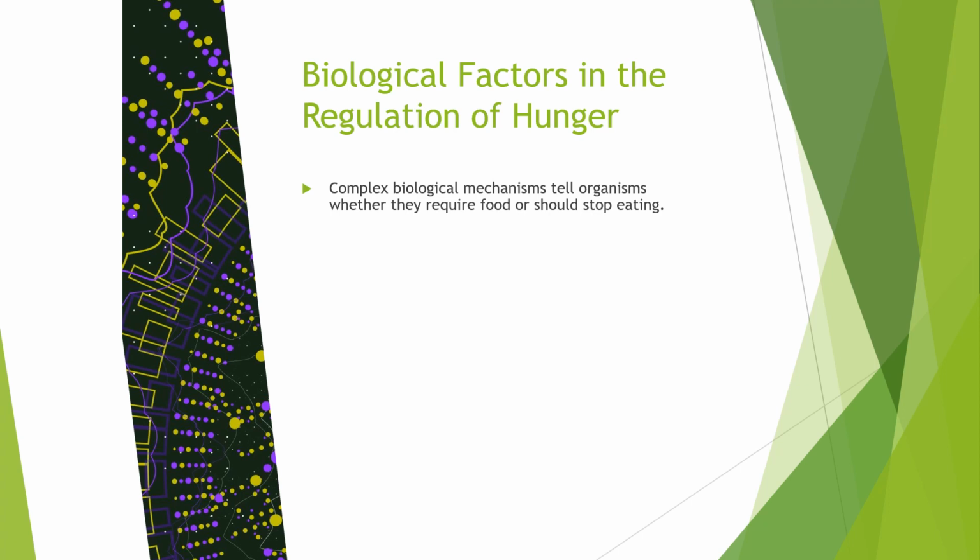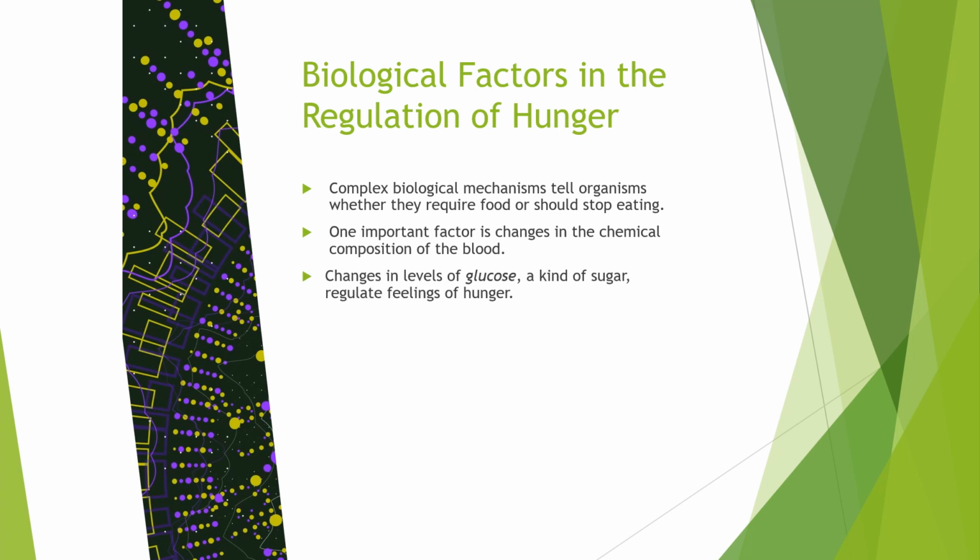One important factor that comes into play is the chemical composition of your blood. And this is going to show with a change in level in your glucose. Glucose is a type of sugar that regulates your feeling of hunger. So first off, your internal biological factors change with the chemical composition of your blood, and especially the changes in your glucose levels. It's going to regulate your feeling of hunger.